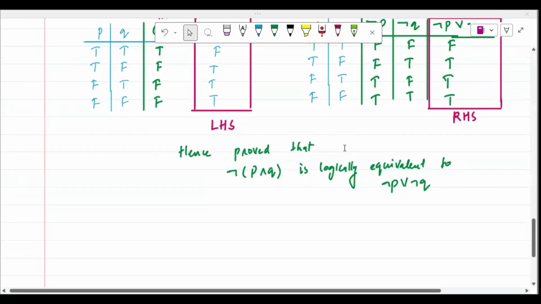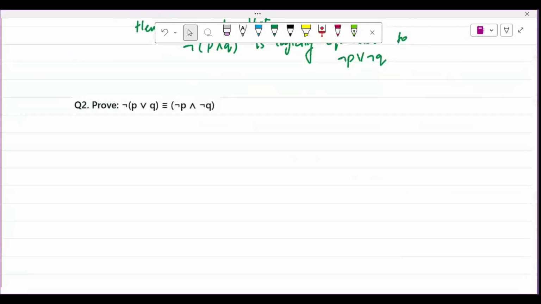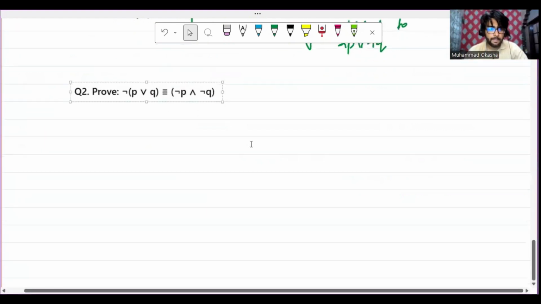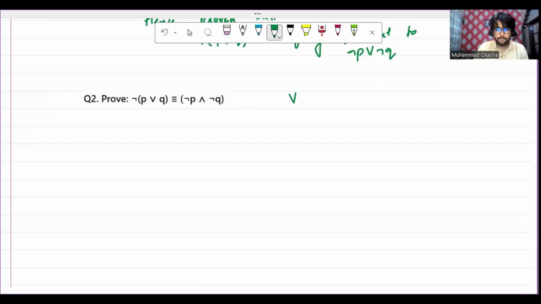Okay, let's do another logical equivalency. Let's do another one. Take a look at this. For example, there's a logical equivalency that I need to prove. I'll do it with you. Let's do it together. Remember this: if the cap is facing upwards, it is disjunction, and if the cap is facing downwards, it is conjunction.